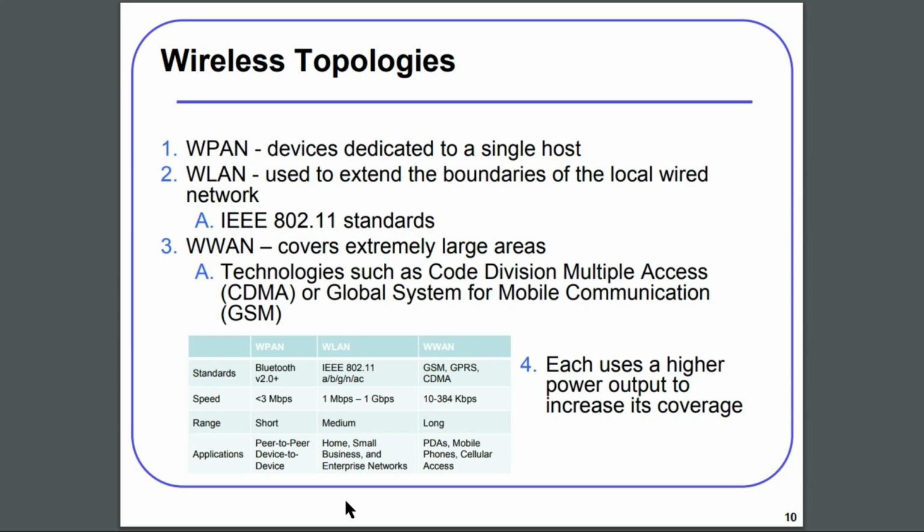First one is WPAN. The standard is Bluetooth 2.0, speed is 3 Mbps, range is short, application is peer-to-peer, device to device. Second one is WLAN, IEEE 802.11 a/b/g/n/ac standards, speed 1 Mbps to 1 Gbps, range is medium, and application is home, small business, and enterprise networks. Next one is WWAN, with GSM, GPRS, CDMA as standards, speed is 10 to 384 kbps, range is long. PDAs, mobile phones, and cellular access are the applications, and each uses a higher power output to increase its coverage. So let's go to the next slide.